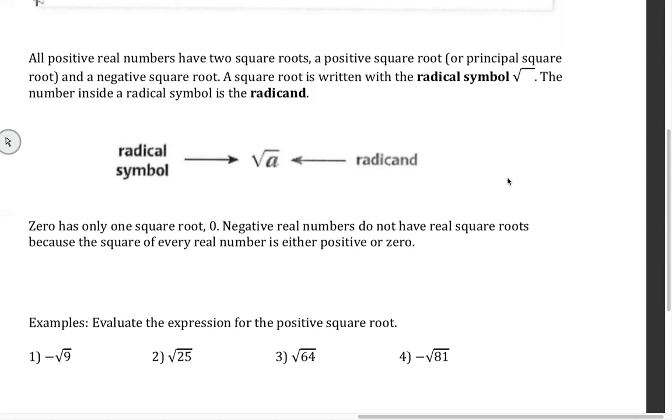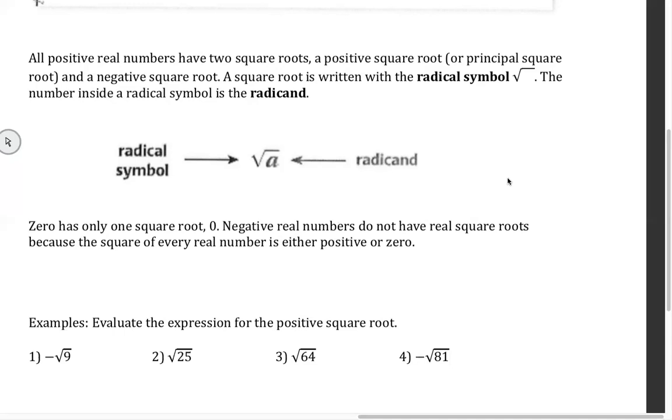Okay? The little check box or the little house looking thing is called the radical symbol. Okay? And what's inside it is called the radicand. Again, mumbo jumbo. 0 has only 1 square root, so the square root of 0 is 0. Negative real numbers do not have a real square root for the answer. So if I ask you to take the square root of a negative number, you're going to say it's undefined or not real. Now, when I'm asking you to complete square root problems, I will tell you if I want the positive answer, negative answer, or both.